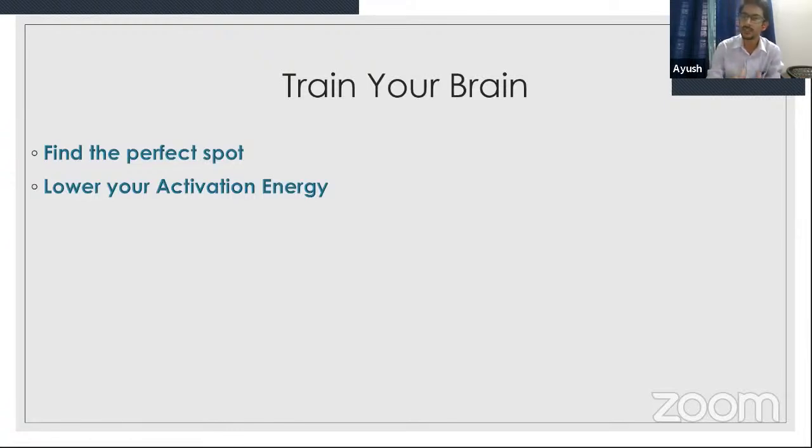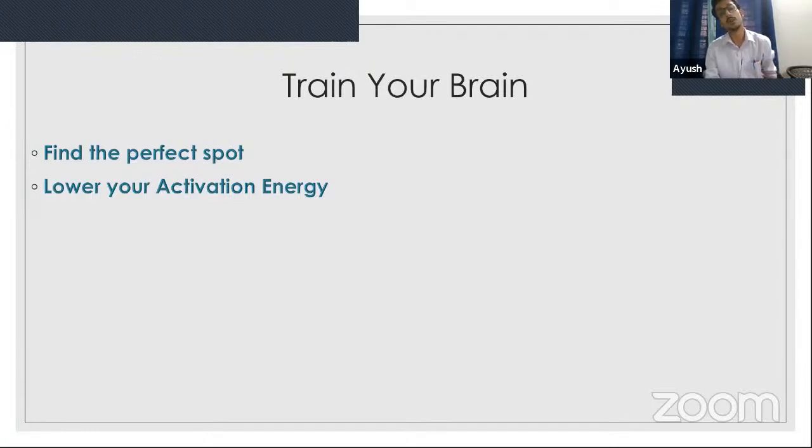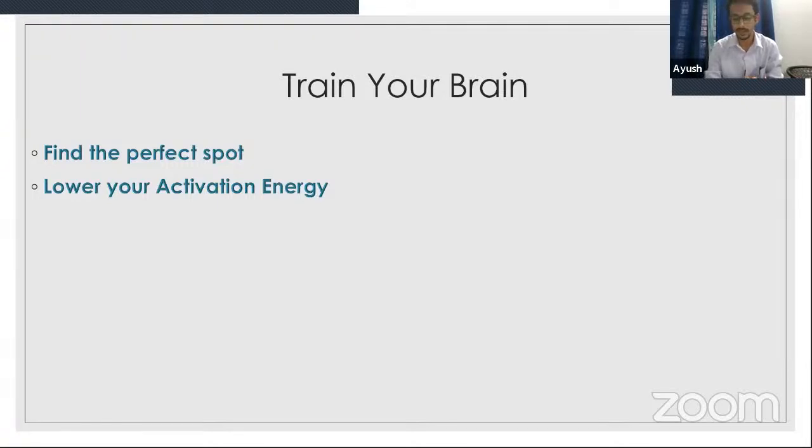Try it once. Keep the textbooks near your bedside and keep reminding yourself in the night that when I wake up in the morning, maybe I'll look at the text. Don't think that you have to study to the fullest. Maybe just look at the textbook. This will help you procrastinate less, this will help you lower your activation energy, and this will definitely help you be more productive, right?